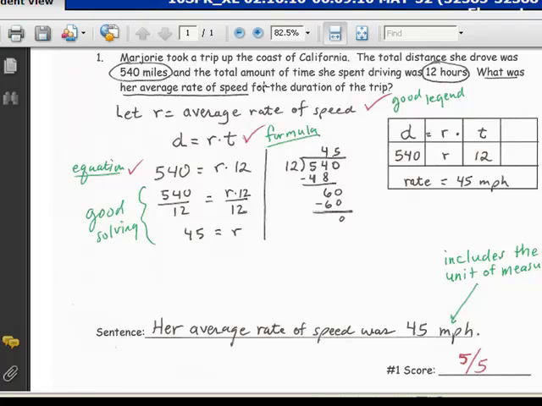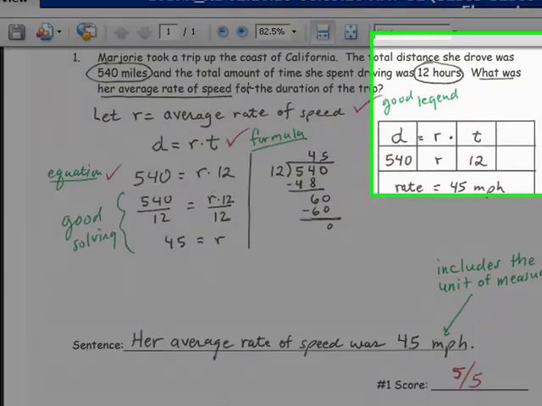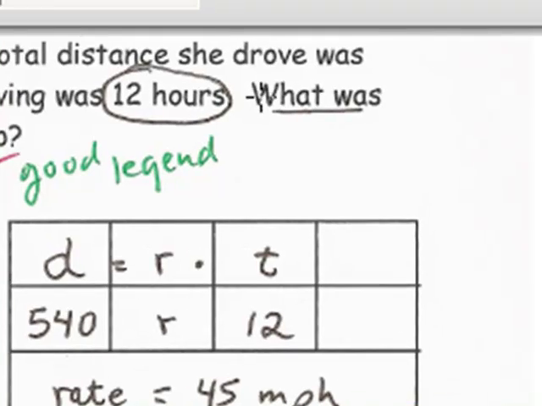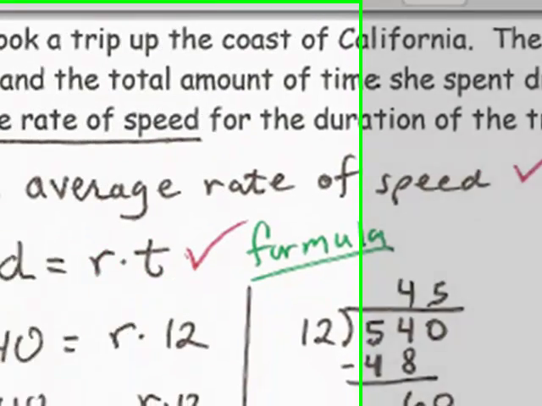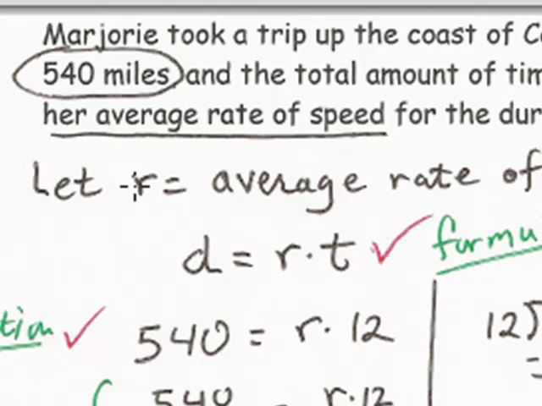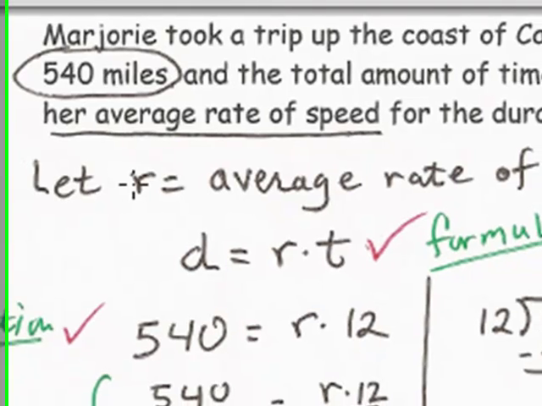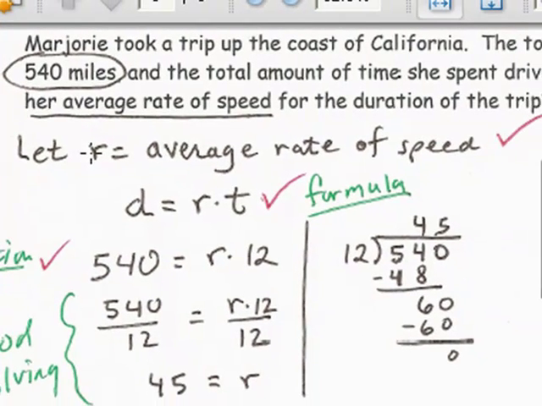Notice, this particular example has just one unknown value. It says, what was her average rate of speed? So we write a legend that indicates the variable r that we're going to use. You could use x if you want, but I'm using r. But it says very specifically what it is that we're letting r represent. It's the average rate of speed. This is called the legend.